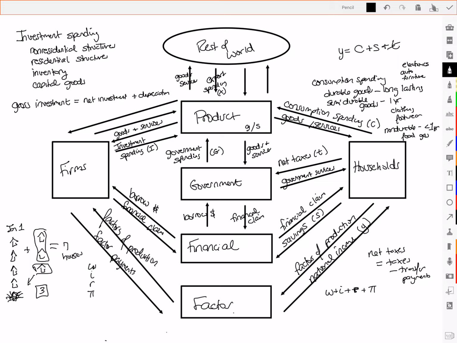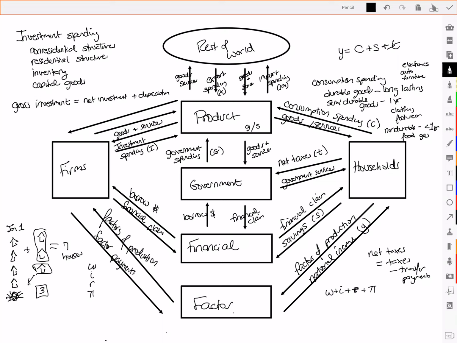Import spending, remember that was a leakage, and that's because the money is going out. Import spending, or IM, the money is going out, and goods and services are coming in. So the arrows here are very important because they tell us where the money is flowing and where the goods are flowing. All right, we have almost everything labeled on this graph, so we need two more things here.